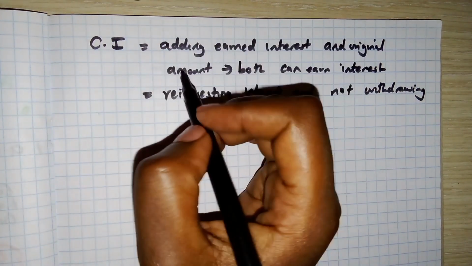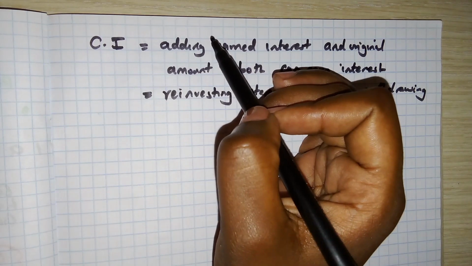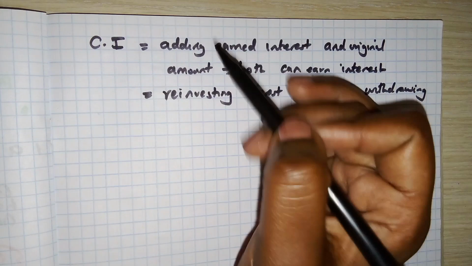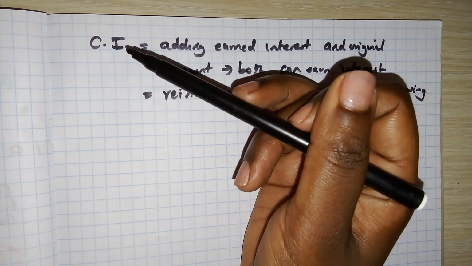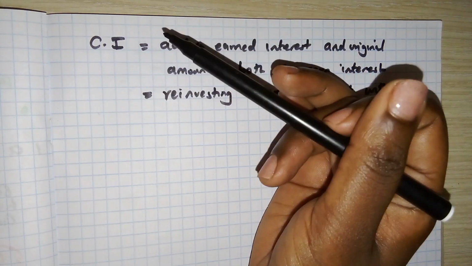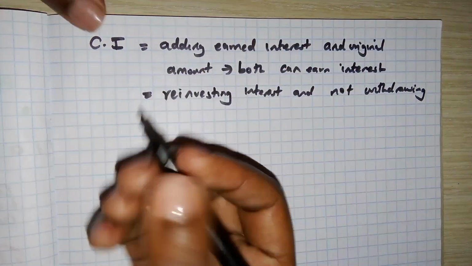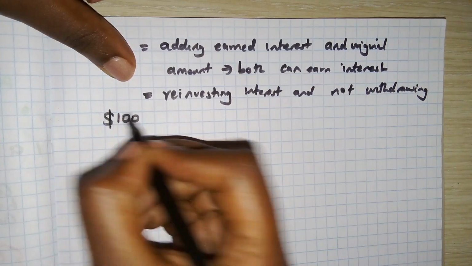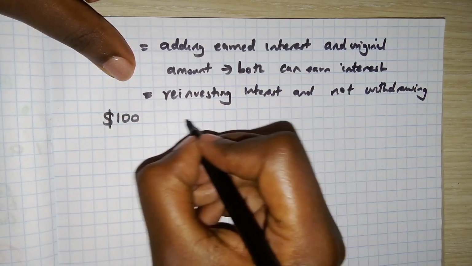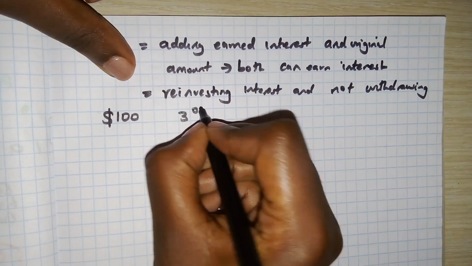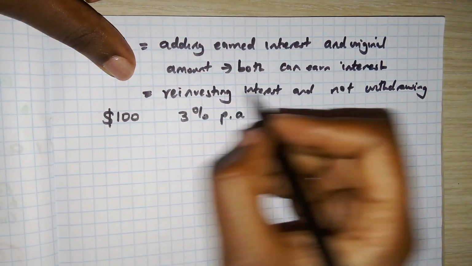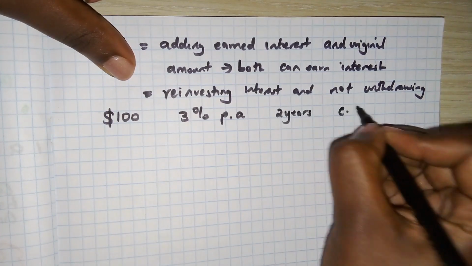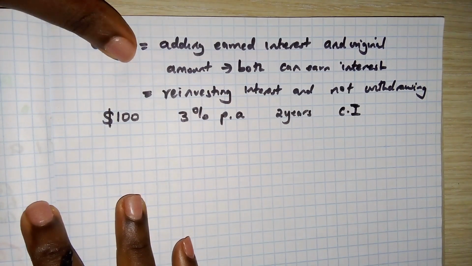Okay, so compound interest, you earn a certain amount of interest and then they add it to your principal amount and they keep on adding like that. So the initial amount will earn an interest, then you add the interest, then they give you another interest. So for example, let's say we started with $100, and you wanted to invest it at 3% per annum, and this one would go for, let's say, 2 years on compound interest. So let's see how it works.